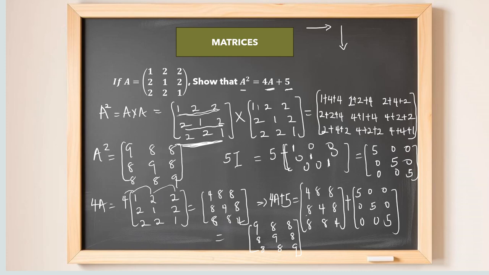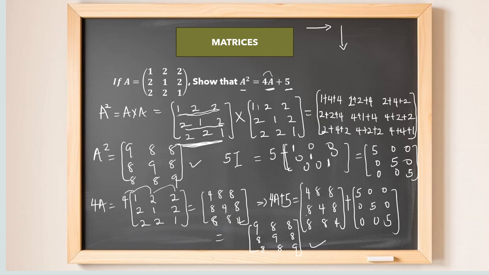Now let's confirm this with A squared. You can see we have 9, 8, 8, 8, 9, 8, 8, 8, 9. So what I just did was a 3 by 3 multiplication of matrices, which I got, and I simplified it to be this, A squared. And here we have 4A plus 5. I multiplied my scalar with the matrix A. This is what I did here. And I got 4, 8, 8, 8, 4, 8, 8, 8, 4.